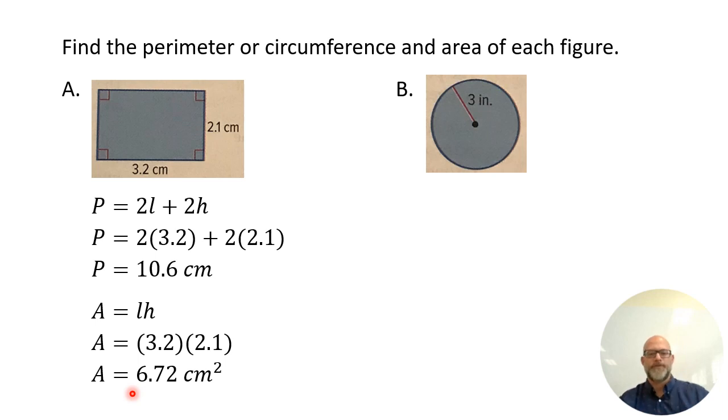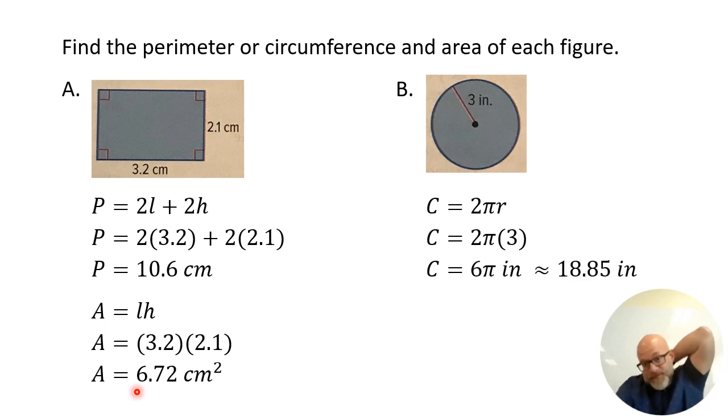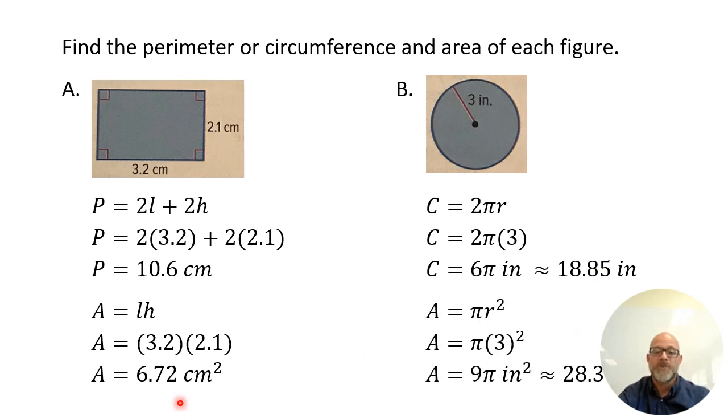All right, how about for a circle? Is it perimeter? No, it's circumference. And what was the formula for circumference? 2 pi r. The radius you can see is 3 inches. So circumference is 6 pi inches, one-dimensional, which is approximately 18.85 inches when you put it in your calculator and round it to 2 decimal places. Area, pi r squared, 9 pi inches squared. Make sure you get square units for area. And then here's your estimate.